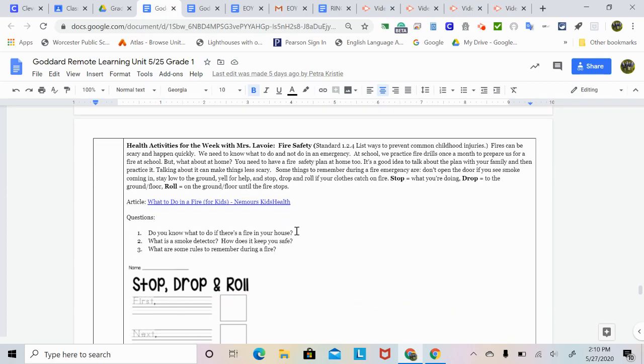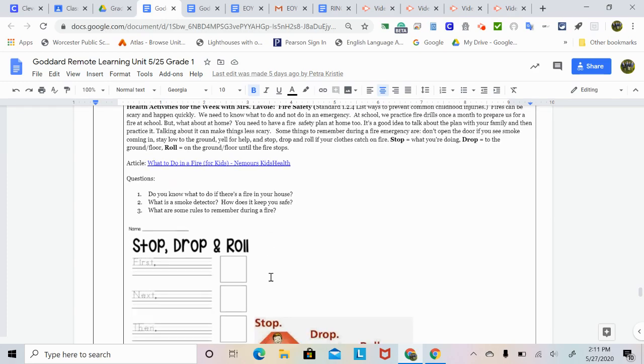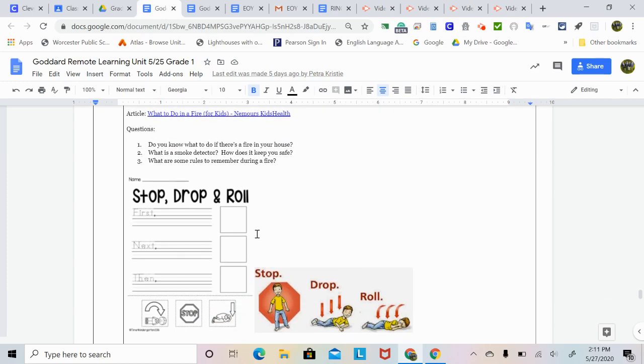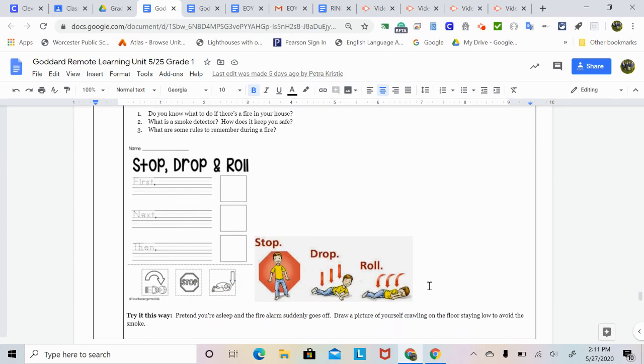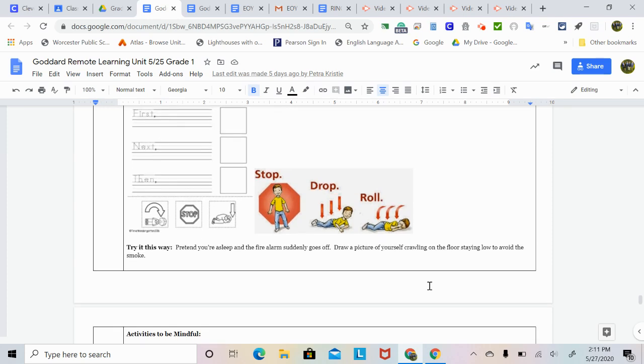1. Do you know what to do if there's a fire in your house? 2. What is a smoke detector? How does it keep you safe? 3. What are some rules to remember during a fire? And here's some visuals here to help show you what to do in case you're ever caught in a fire. Pretend you're asleep and the fire alarm suddenly goes off. Draw a picture of yourself crawling on the floor, staying low to avoid the smoke.